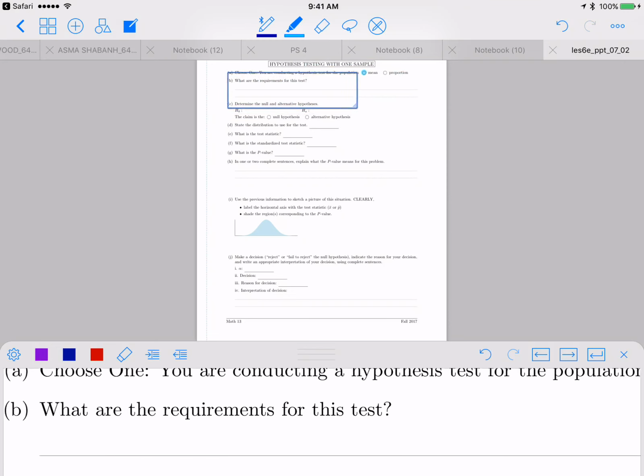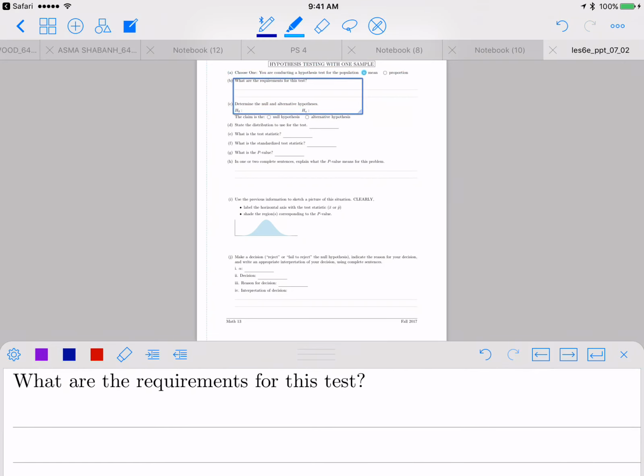Okay, now what are the requirements for this test? So the requirements are, as we recall, we need to have sigma known. We need to have a random sample. And we need n greater than or equal to 30, or the population is normally distributed.